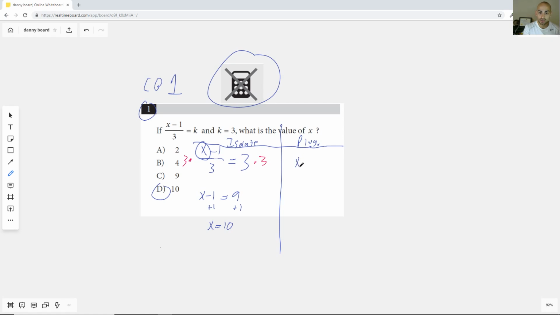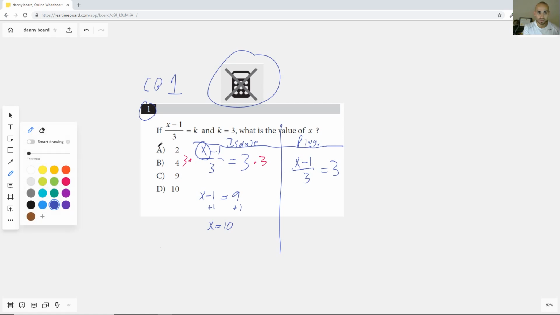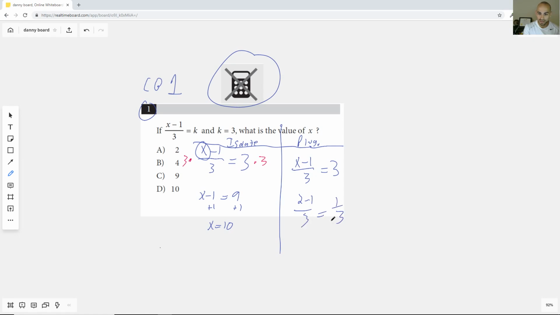So same situation here, x minus 1 over 3 equals k, but we now know that k, as we saw earlier, is 3. So which one of these answers, A, B, C, or D, when plugged in, is going to give us 3? Well, let's say we don't know what the answer is, and I start with A. 2 minus 1 over 3 equals 1/3. Not only is this not correct, but it's pretty far off, which makes me confident in thinking, you know what? Let me start from the bottom portion.